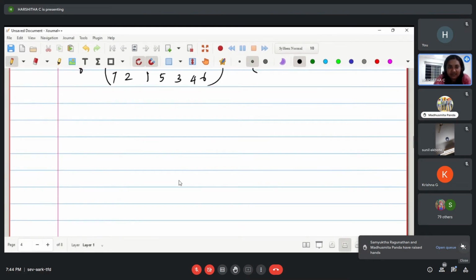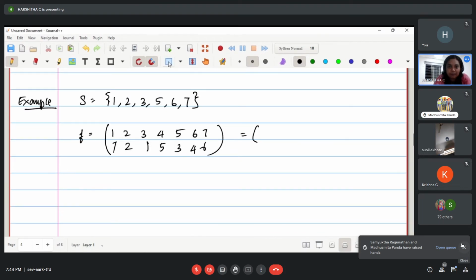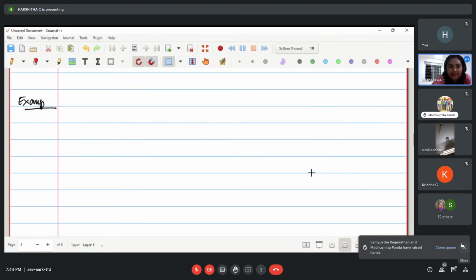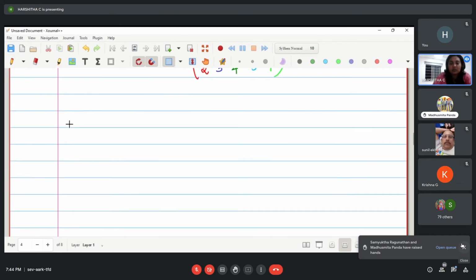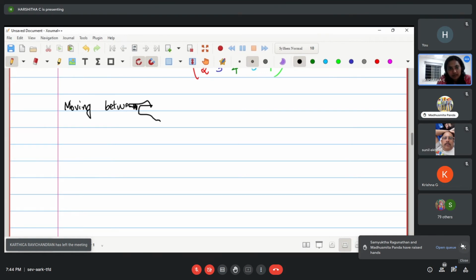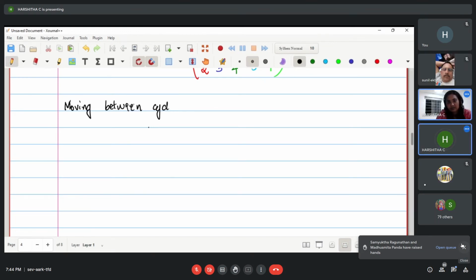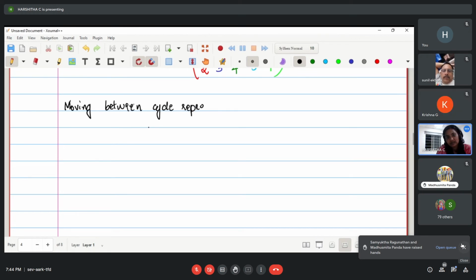Okay, so let's redo this since some of you have a doubt. Moving from cycles to functions, I think there's a doubt here only. So let's look at that. Cycle notation, cycle representation, and functions.